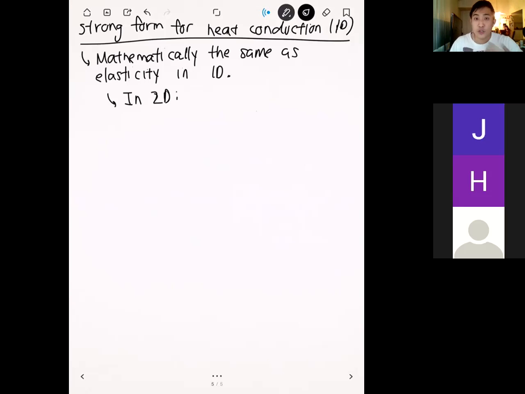Because in 2D, our solution variables are actually going to change. For elasticity, remember we're solving for displacement. And what we know about displacement is that it's a vector quantity. So once we move into 2D, we actually need to solve two equations at the same time. We need an equation for the x displacement, and then an equation for the y displacement. So it kind of becomes double trouble in 2D. But for heat conduction, what we're solving for is actually a temperature.